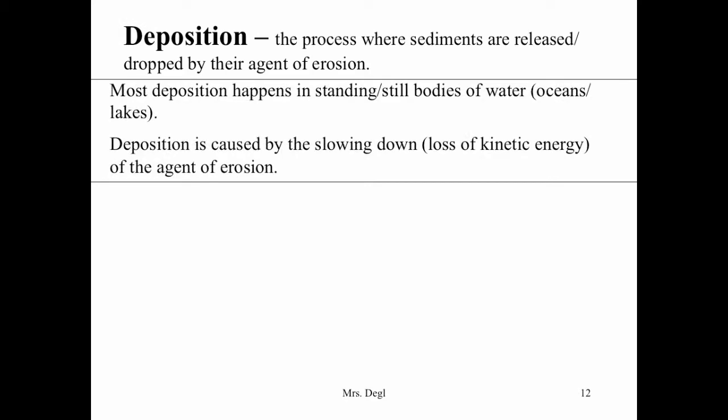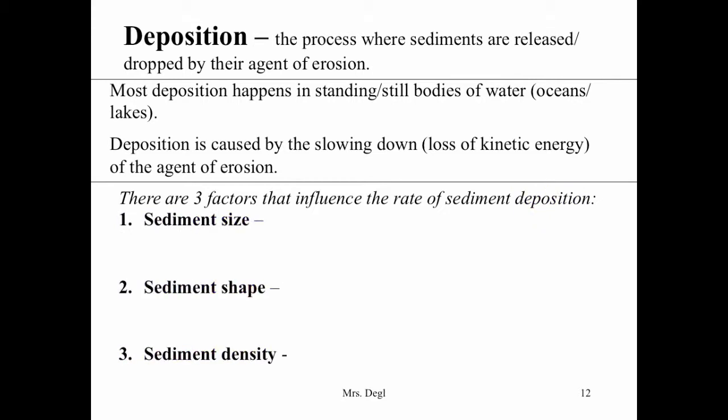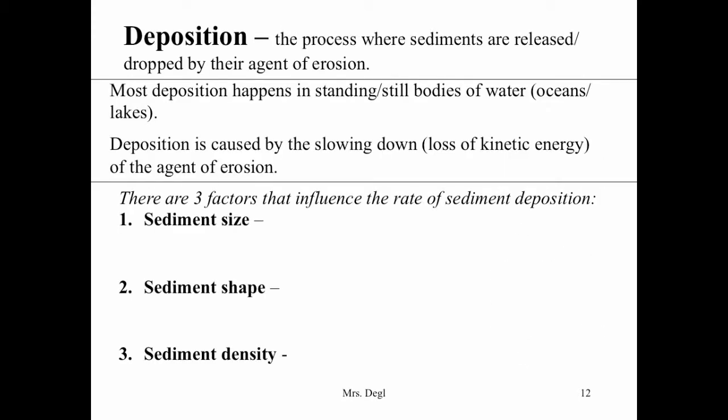So let's go into deposition. We know that deposition is a process of dropping off from your erosion agent. And most deposition happens in standing or stilled bodies of water, like when a river enters into an ocean or lakes. Deposition can occur when water starts to slow down. When it slows down, the particles that are being carried or suspended are going to be released. So 3 factors that affect it, like we said, are sediment size, the shape, and the density. Do they float in the water? Do they sink in the water? That kind of stuff.